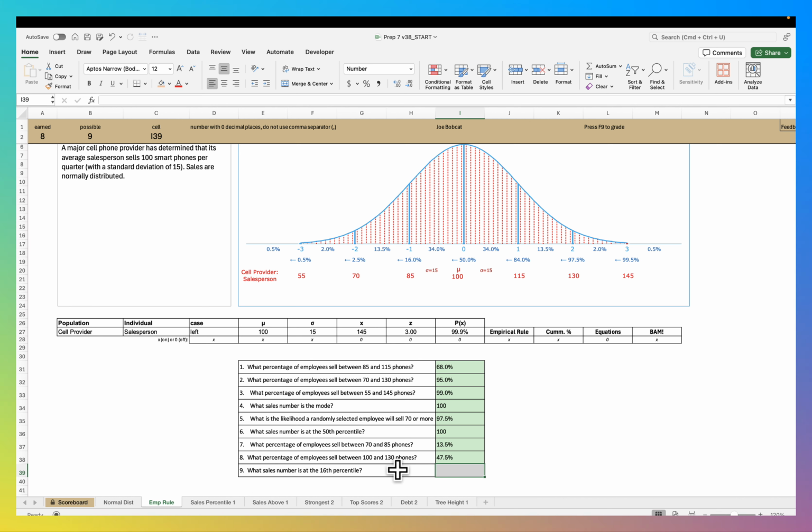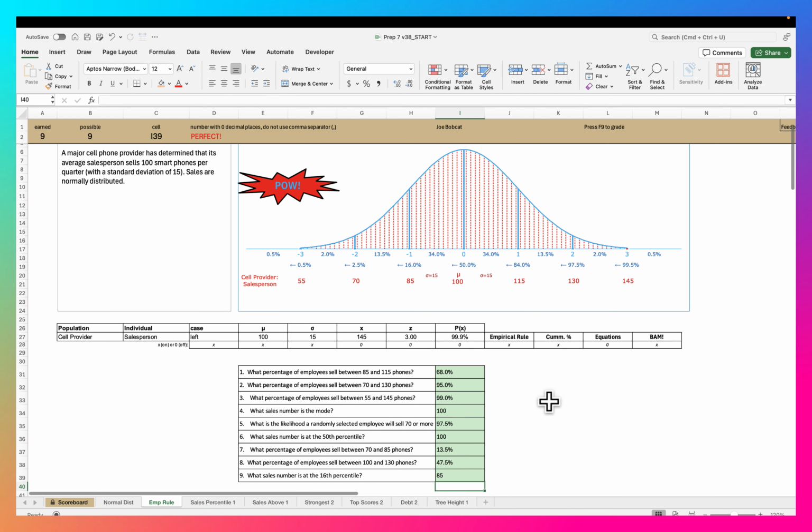And what sales number is at the 16th percentile? So there's the 16th percentile, it's 85. Okay, we nailed it. Let's go on to the next one.